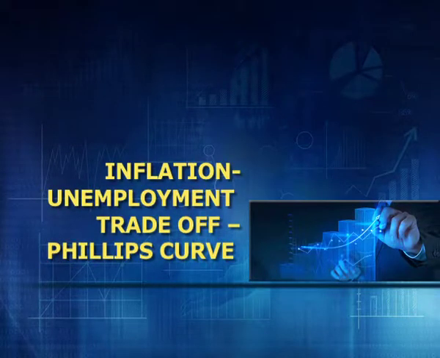So friends, let us now understand the inflation-unemployment trade-off, the Phillips curve. A.W. Phillips had worked on historical data of the UK and had arrived at the conclusion that there existed an inverse relationship between rate of unemployment and rate of inflation. This inverse relation infers a trade-off, that is, a low level of unemployment can be achieved with an increase in the general level of prices, or in the form of a higher rate of inflation.